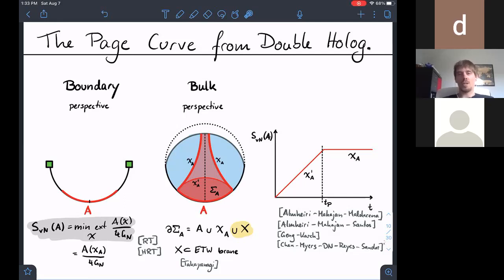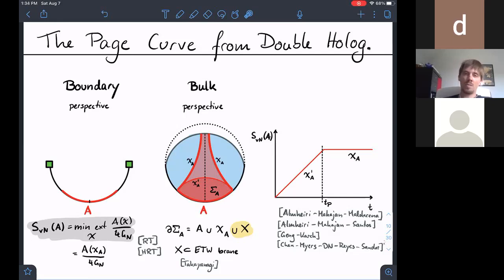So we fix the region A in Rindler coordinates. And what we see is the following. We see that initially the RT surface which caps off region A is the dominant one. It grows linearly with time. This is a standard calculation due to Hartman and Maldacena.